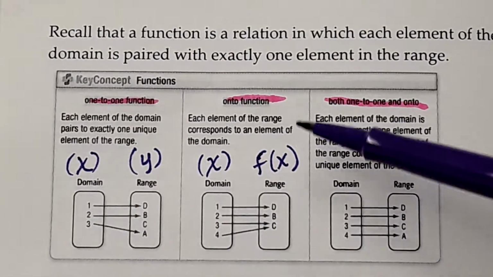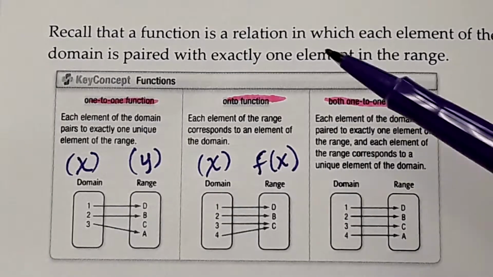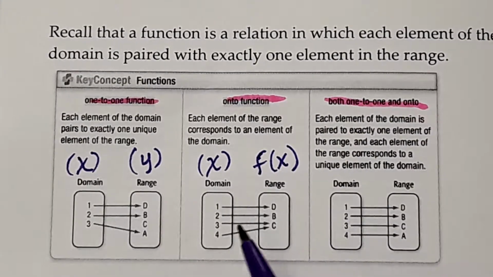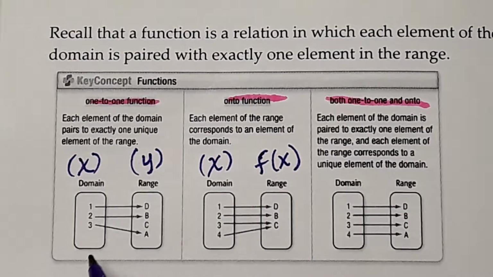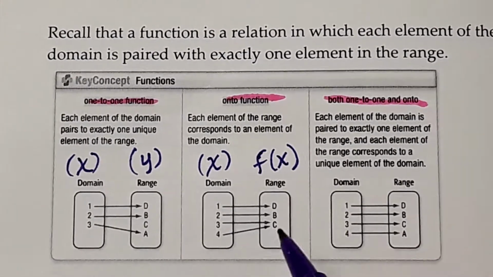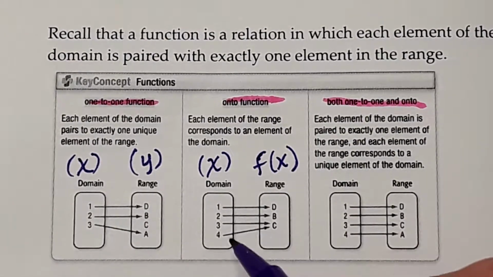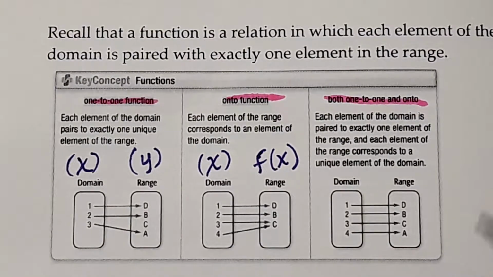So notice that in the onto function, each element of the range corresponds to an element of the domain. But notice this time that 3 goes to C and 4 goes to C. So they're all relations, okay? They're all relations, but this one is not a function. It's not a function because the domain doesn't have an exact match.